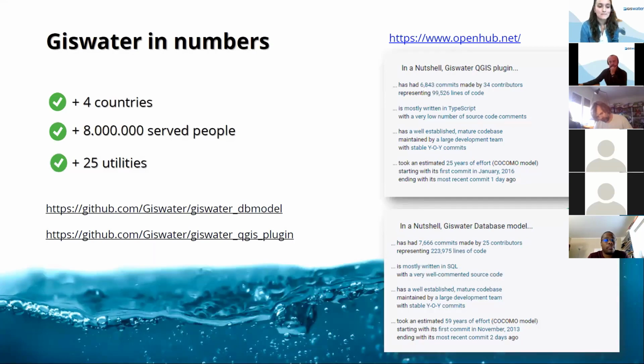Moving on, let me tell you about the numbers of the Giswater software. It is used in more than 4 countries. More than 8 million people are served with it, and more than 25 utilities are working with it. We want to clarify that we don't have a clear control on the number of downloads, as it is continually increasing. At the moment, those are the water utilities that we know of. We believe that several consulting firms and freelance engineers use the tool for their own projects.